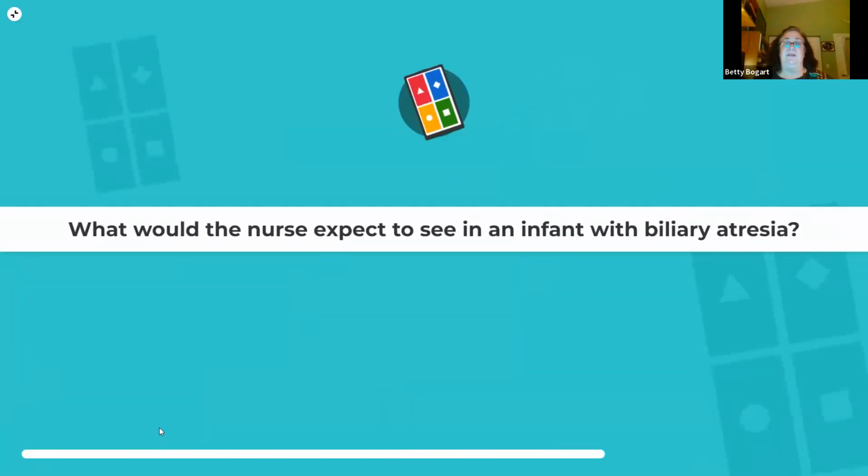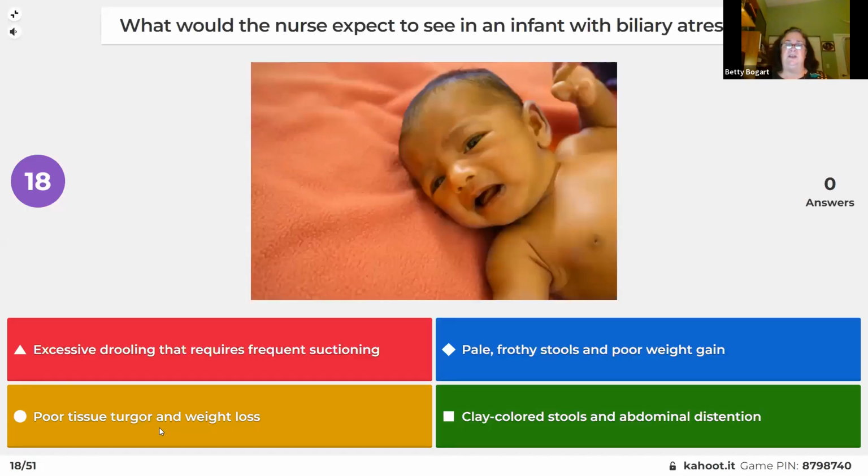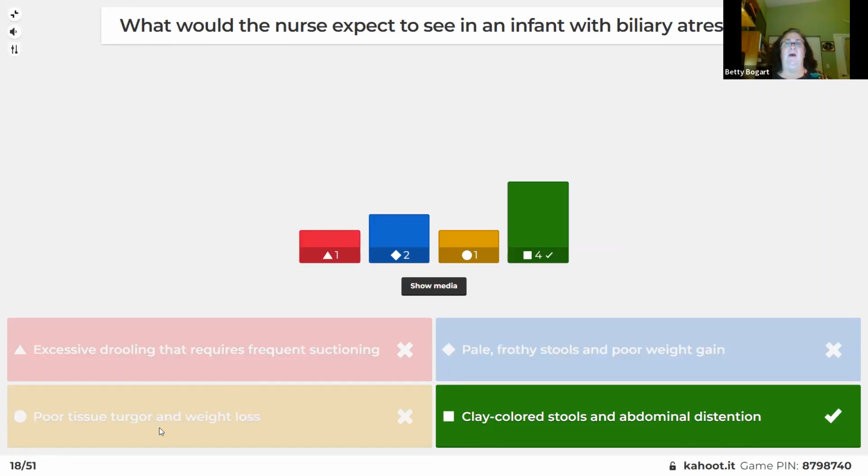What would the nurse expect to see in an infant with biliary atresia? Biliary, liver, atresia, A, absent, without. That means there's no connection. What does bile do for the body? Well, if you don't have the bile, you are going to see stools that are not the normal color. They're going to be very pale. And remember, they stink. They really stink on this one also. And of course, you're not absorbing fat, so abdominal distension because of the fat.